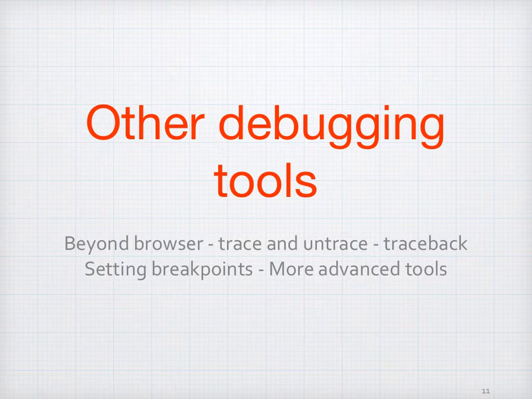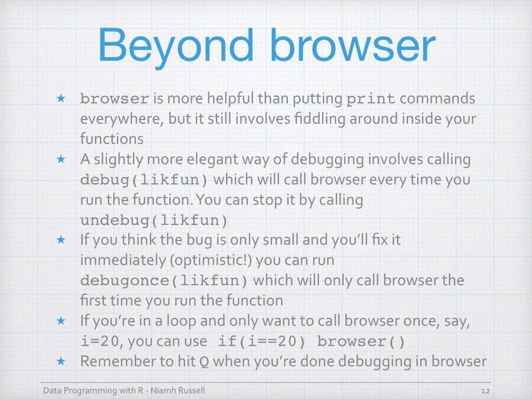Welcome back to the second video of week 10. Now we're going to look at other debugging tools. Particularly we're going to look at debug and debugonce functions, which give us a more convenient way of calling the browser function. We'll also move beyond browser to the trace and untrace functions, and also look at traceback. We look at how we set breakpoints up in our code, and we'll also look very briefly at some more advanced tools. We introduced browser in the last video.